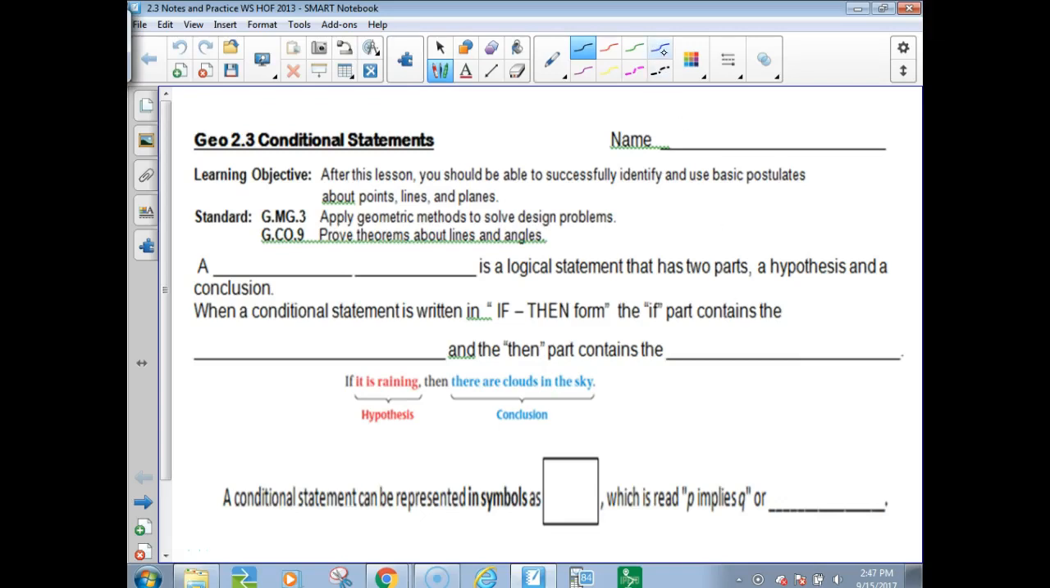Okay, today we're going to do 2.3 conditional statements. After this lesson, you should be able to successfully identify and use basic postulates about points, lines, and planes.